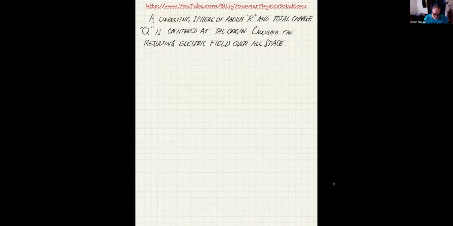And I mentioned when someone says a conducting sphere of radius r and total charge q, you again assume that r and q are known. So what I'm going to do is start with Gauss's law. And here's the solution.